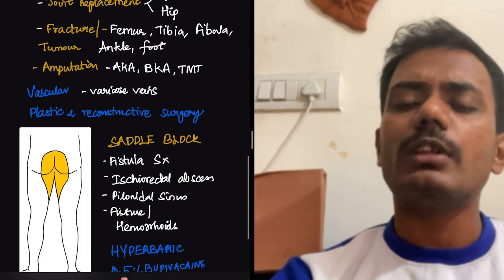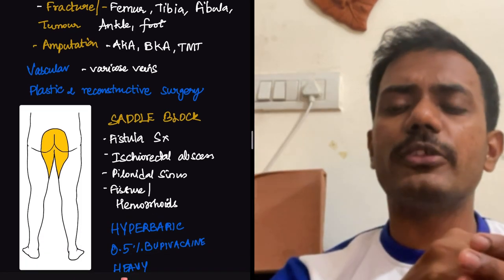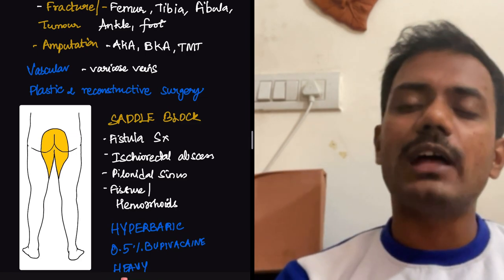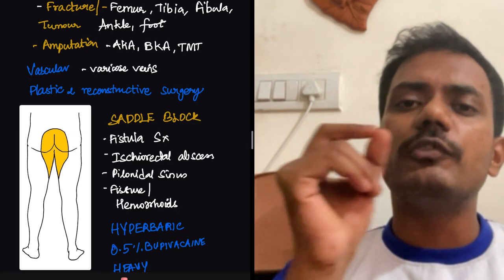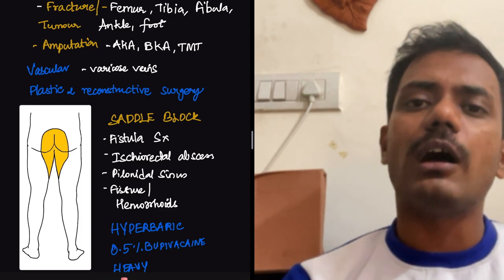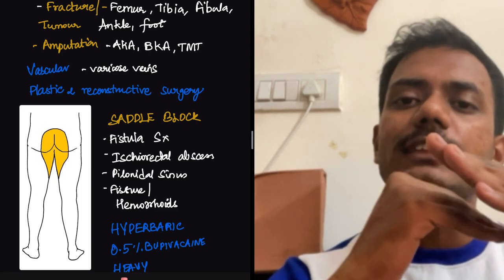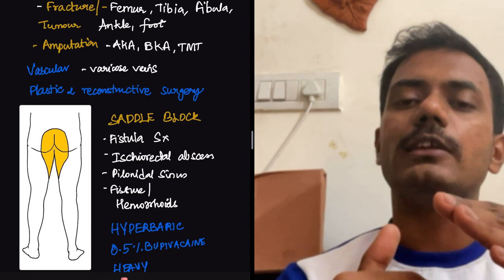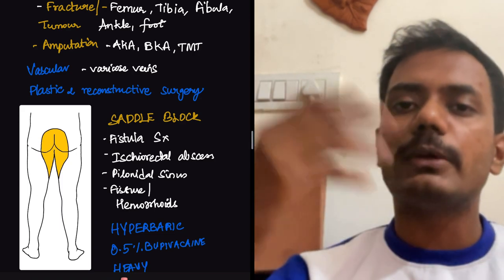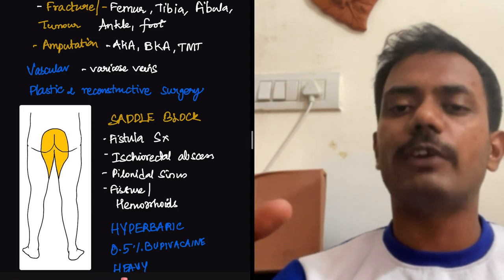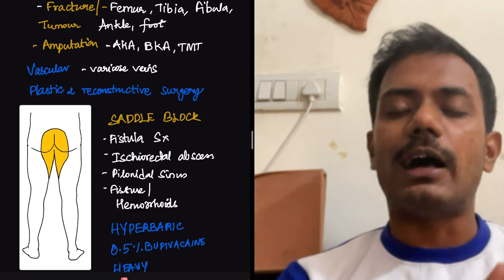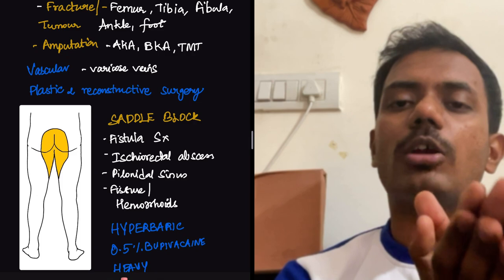In spinal anesthesia, the drug is deposited in the CSF, which is a fluid around the spinal cord. If you are depositing it in a fluid, how exactly are you titrating the level to T8 or T10? It might go upward also. It might even go to T5 and block the cardiac fibers. How is that possible? If you ask that question, then comes the concept of density.